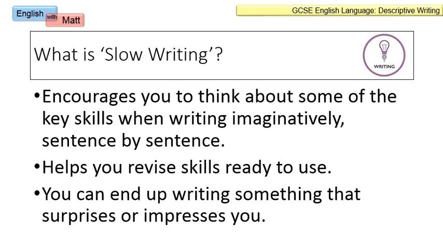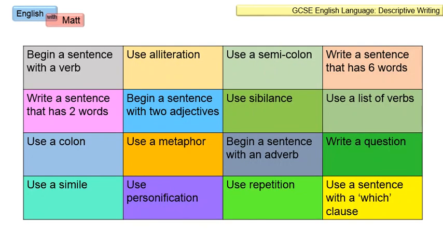So what does this slow writing technique involve? It involves a grid like this, and I get my student to cut each of these out. Of course, you can change these as well. But I get my students to cut out these grids so they have 16 slips of paper. And I then ask them to put those pieces of paper face down, or put them in a pot and one at a time pull out one of these pieces of paper individually, and they have to write a sentence which contains what that piece of paper tells them.